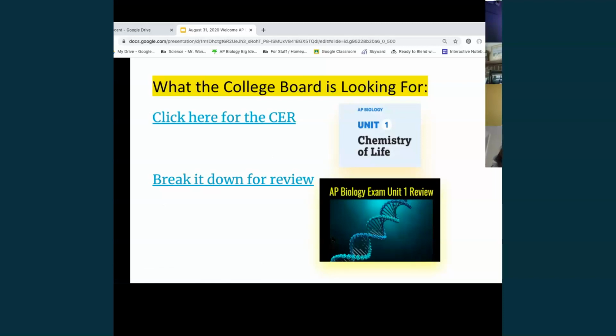So if you want to know exactly what the College Board is looking for, if you click here, this isn't the big CER that you guys did the very first day of school. This is just related to Unit 1. And any of these links are also attached to today in the Google Classroom. So if you open that up, it'll go through and tell you specifically what you need to know about adhesion, specifically what you need to know about protein structure, that sort of thing.